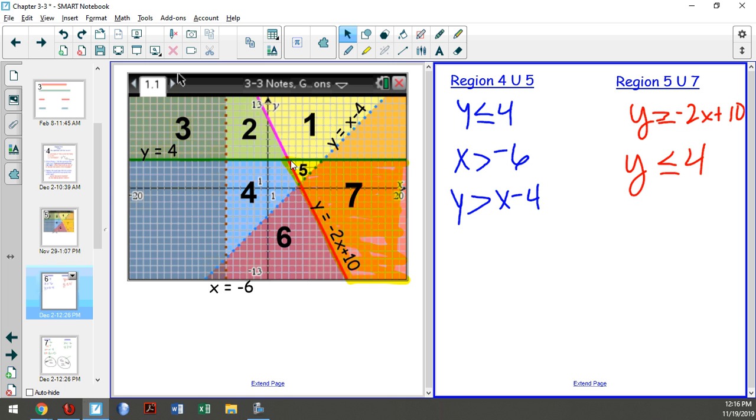Go ahead and pass last night's homework to the end of the rows, and I will go ahead and grade it. And we are done.